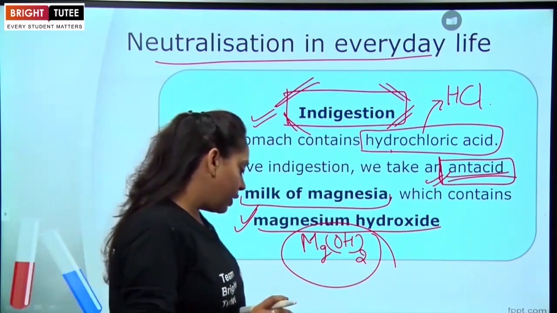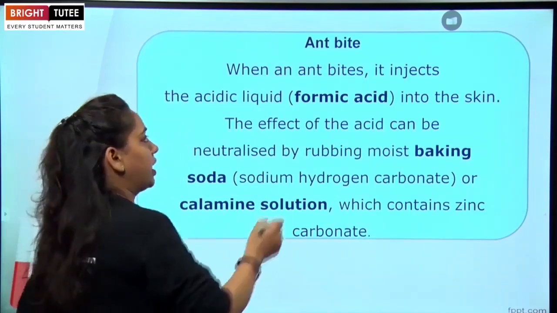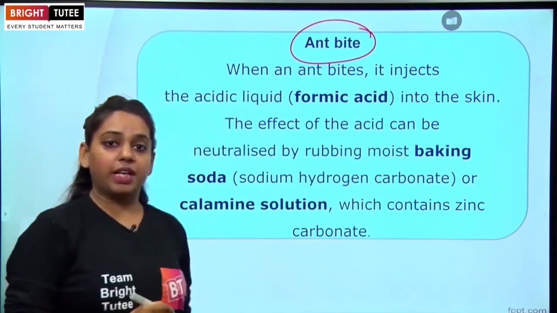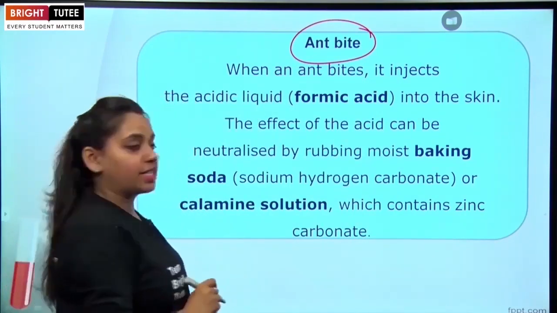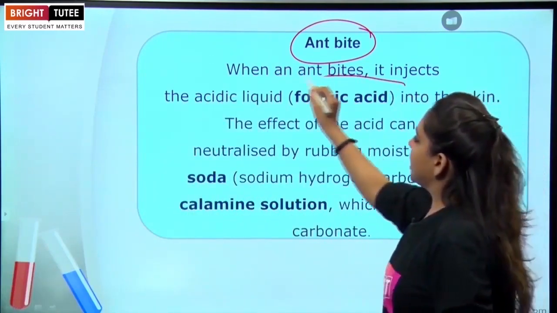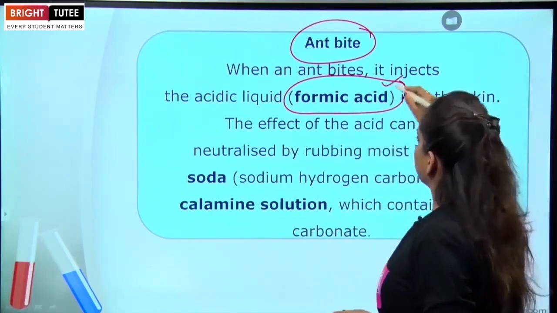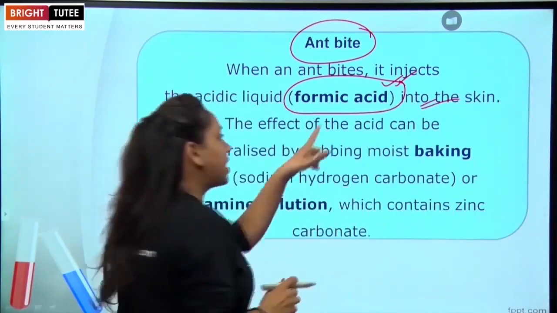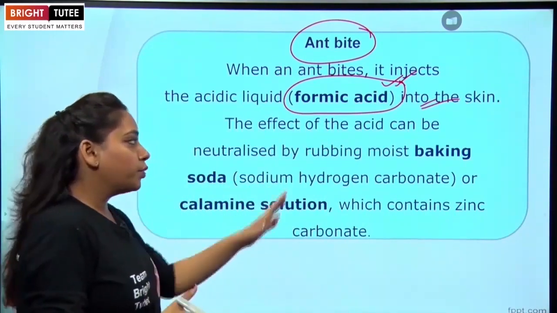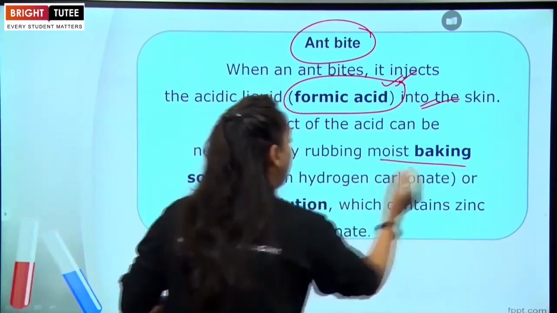So let us move ahead and see what are the other areas where you can see neutralization. In case of ant bite, we have studied in the beginning of the chapter that ants' sting consists of an acid. And what is that acid? That acid is formic acid. So whenever an ant bites you, it releases this acid into your skin. And children, since it is an acid, it will cause you irritation or itching, and in order to neutralize its effect, you apply moist baking soda.